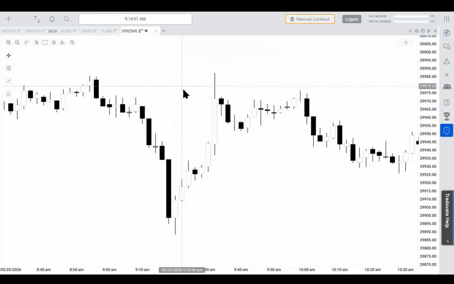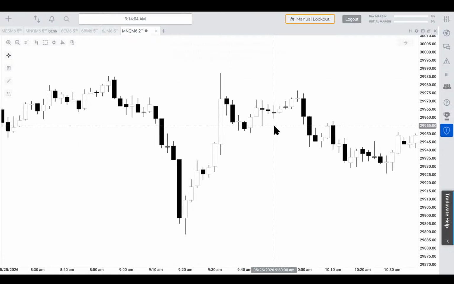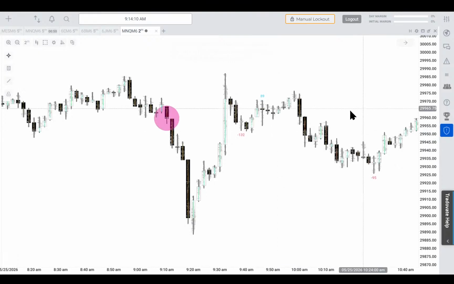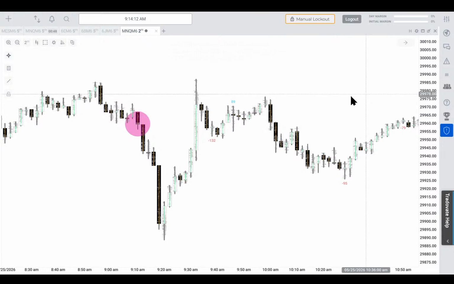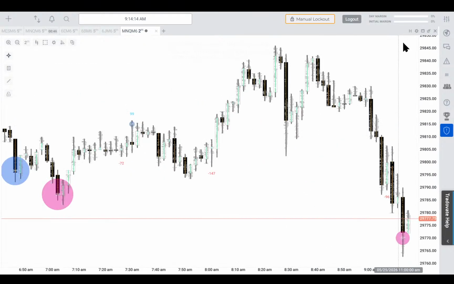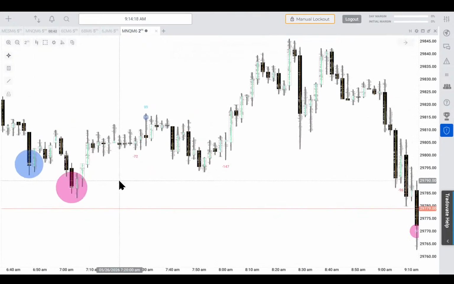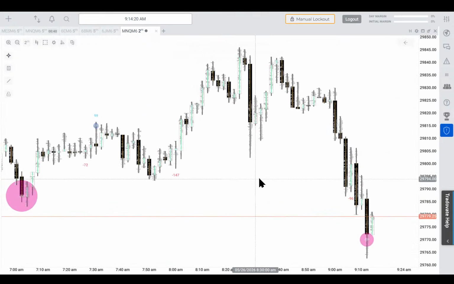And the 2 minutes. The drawings are chart specific on this platform. So if I draw something on one of them, I won't see it here. Yeah, not too surprised.